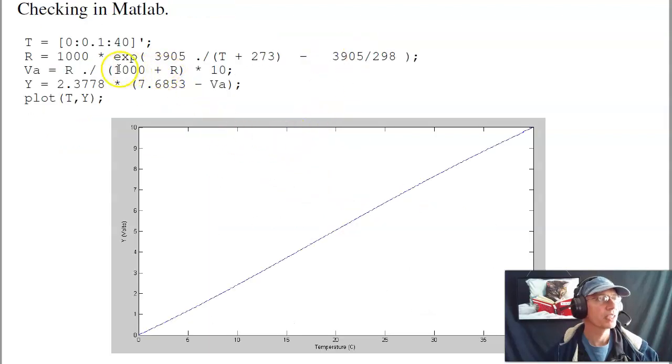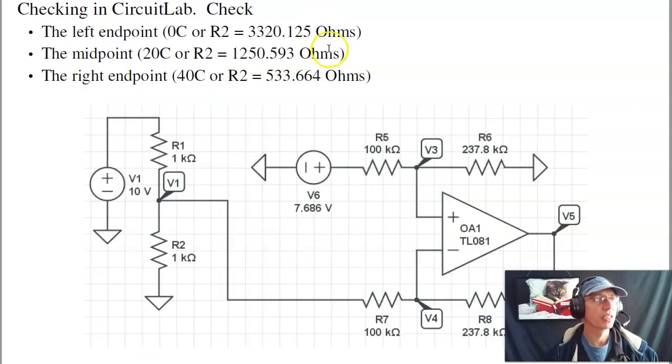If I then check in MATLAB, given the temperature, find resistance. Given resistance, find voltage. Given voltage, find the output voltage and plot. Goes from 0 to 10 volts as temperature goes from 0 to 40 C. That checks. Go into Circuit Lab. And this is kind of one way to check it in lab. I want to vary temperature. If you have a controlled temperature chamber, I can do that. Otherwise, what I can do is use a decade resistor box.